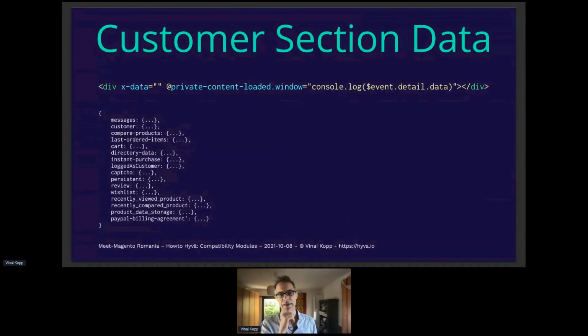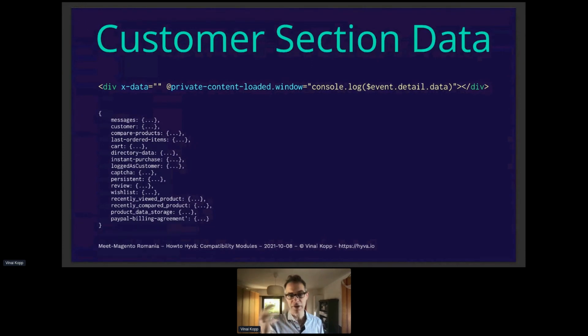In Hyvä, we do these things differently. On every page, there's one event that gets dispatched, called private content loaded. And the payload of that event is all the customer section data, all of it. So in many modules, what I've seen is that there is a lot of logic to synchronize different parts of the section data. So if the customer changes, I do this, and then the cart needs to be updated, and then I also get that part. And that actually leads to a lot of requests to the section data endpoints.